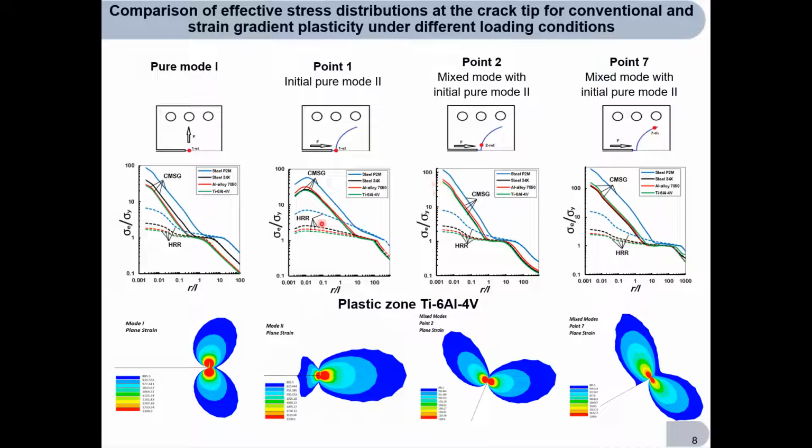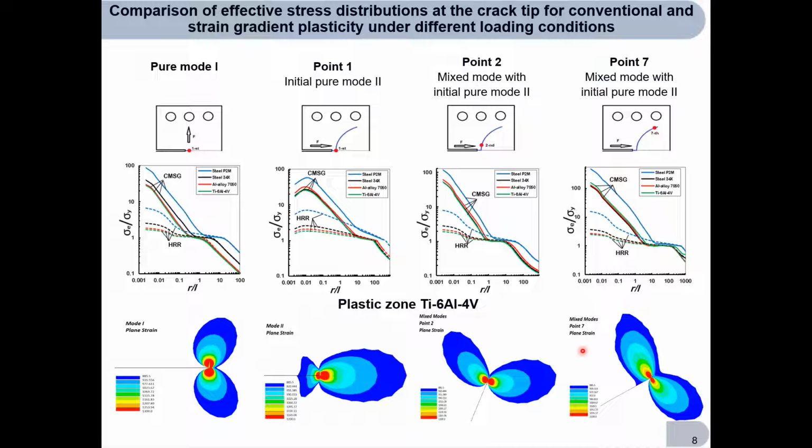As we move away from the crack tip, the effects of gradient plasticity disappear, and the solution gradually moves to the state of a classical singularity of the Hutchinson-Rice-Rosengren model. The bottom row of figures demonstrates the behavior of plastic zones at the crack tip according to the strain gradient plasticity theory solution. Figures show a contour of the plastic zones for titanium alloy for pure mode 1 as well as for the initial mode 2 and point 2 of the crack growth path.